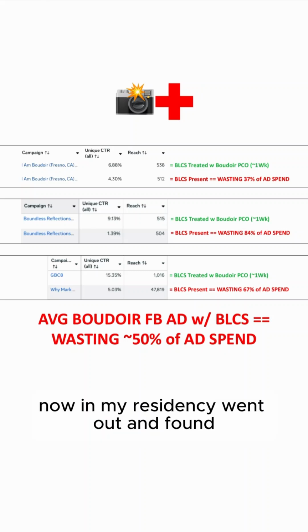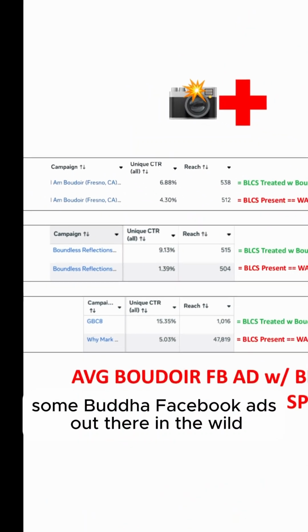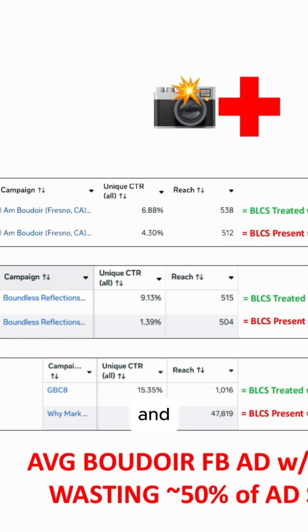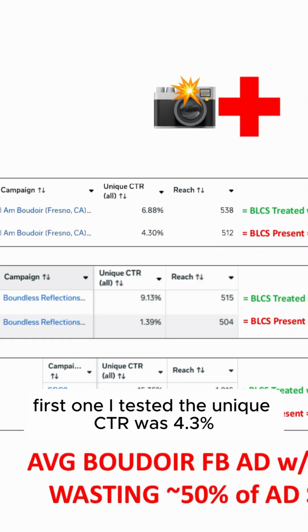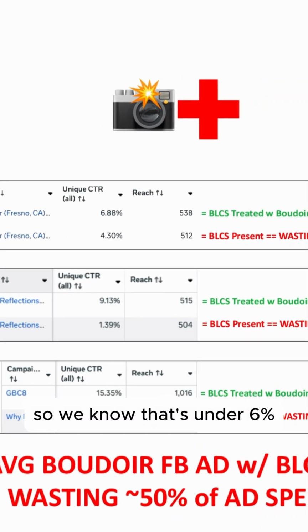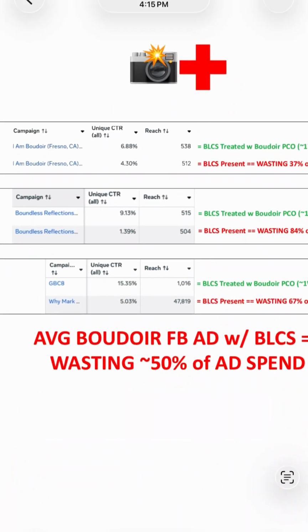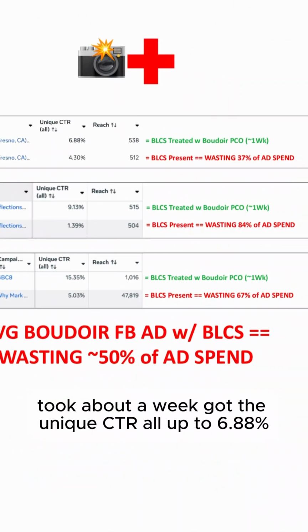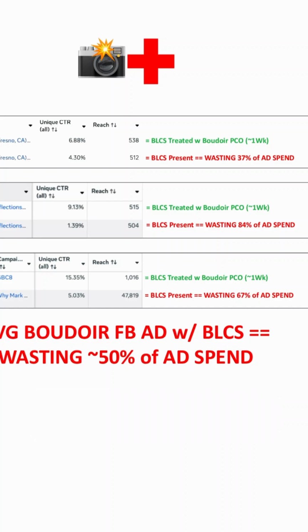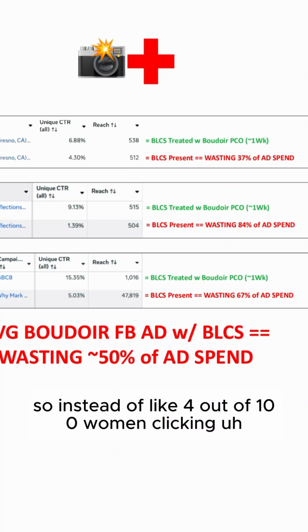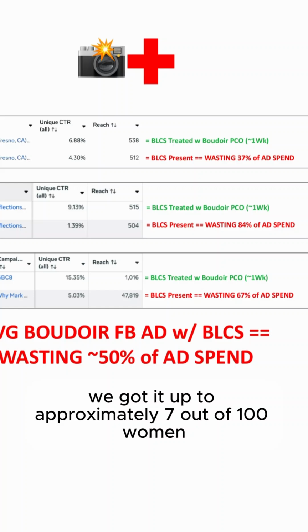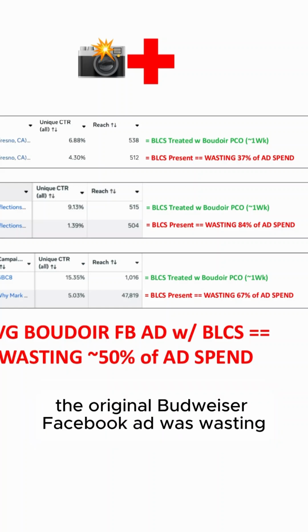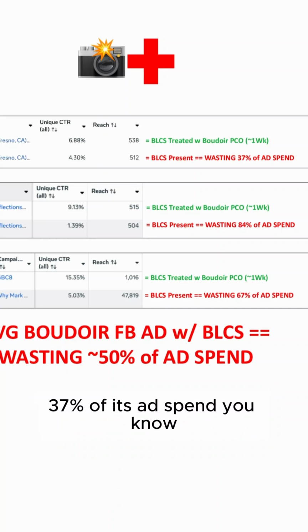Now, in my residency, I went out and found some Boudoir Facebook ads out there in the wild. First one I tested, the unique CTR was 4.3%. So we know that's under 6%, so we know that BLCS is present. So I duplicated that, treated with Boudoir Pico, took about a week, got the unique CTR all up to 6.88%. So way better. So instead of like 4 out of 100 women clicking somewhere in the ad, we got it up to approximately 7 out of 100 women. So we actually found out the original Boudoir Facebook ad was wasting 37% of its ad spend.